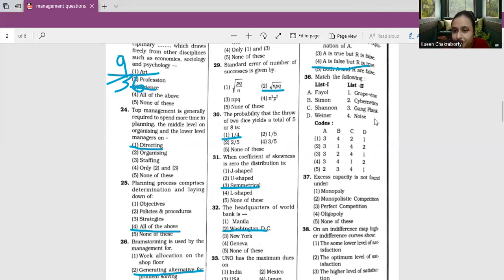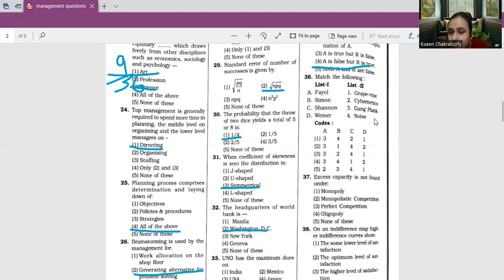That is Fayol. Fayol is associated with Gangplank. Okay? We can say that Fayol is related to Gangplank. That is Henry Fayol. Henry Fayol proposed a Gangplank mechanism, which is basically a horizontal communication system, to bridge the communication gap between the individuals and the departments.